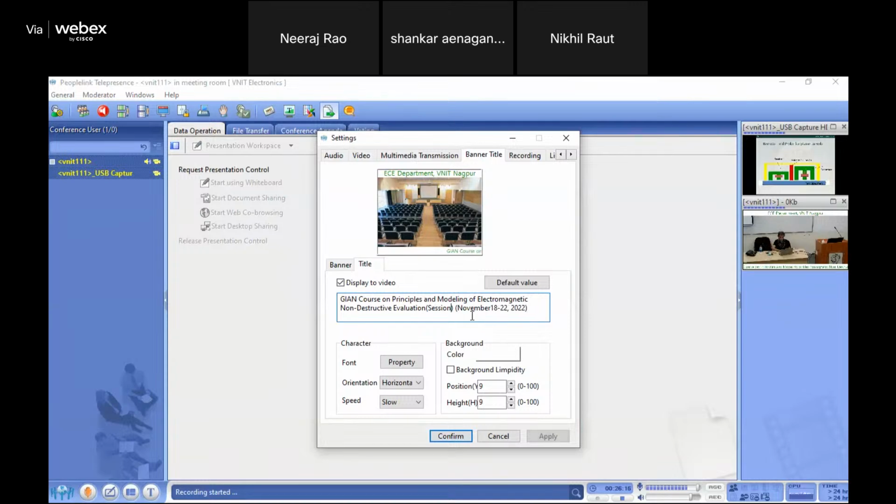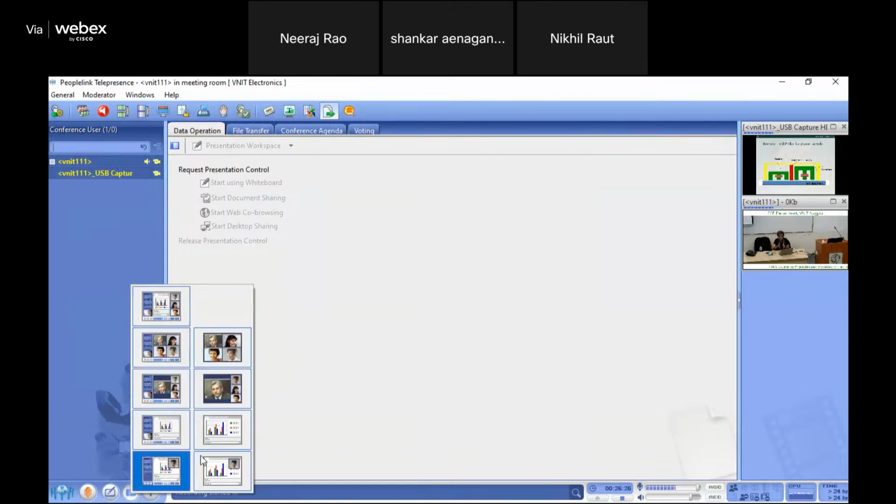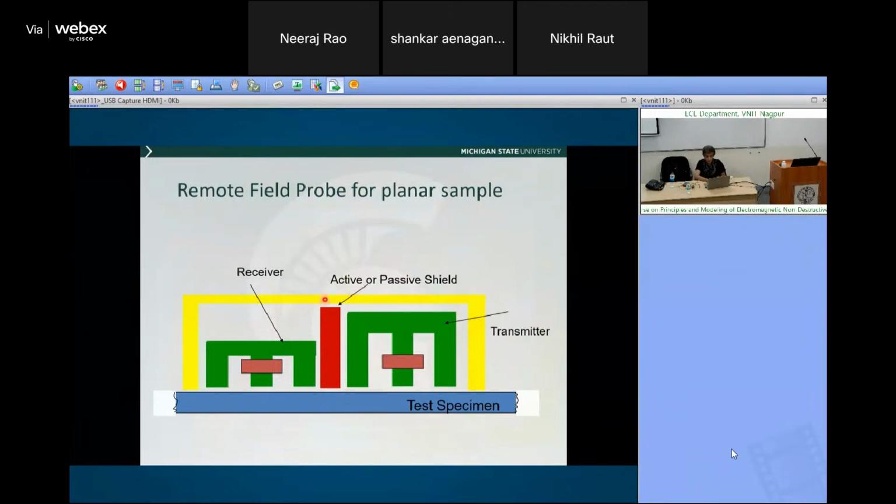So they had an exciter here, and they put a shield around it. So this is an excitation coil, and this is your receiver. Because of the passive shield over here, the direct excitation field is not picked up. So this field travels around like this, and only the remote field is picked up by the receiver.